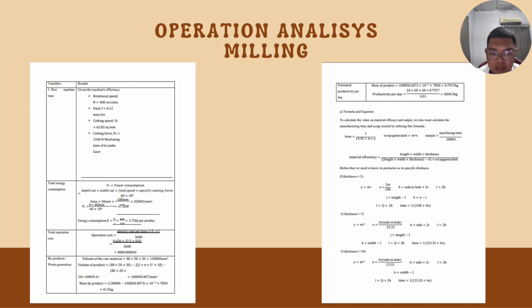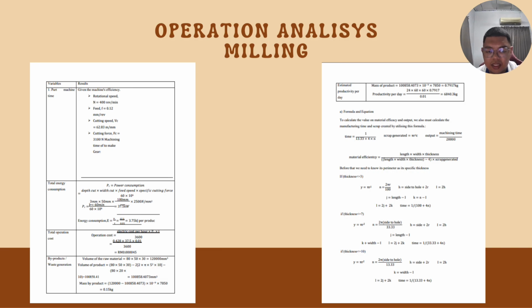Next, the total energy consumption. The power consumption, the final answer we get is 3.75 kilojoule per product. That is for energy consumption. Okay, the third one is total operation cost. The operation cost is 45 cents. And for byproduct or waste generation, the volume of the raw material is 120,000 cubic millimeter, and the mass of byproduct is 0.15 kilogram.